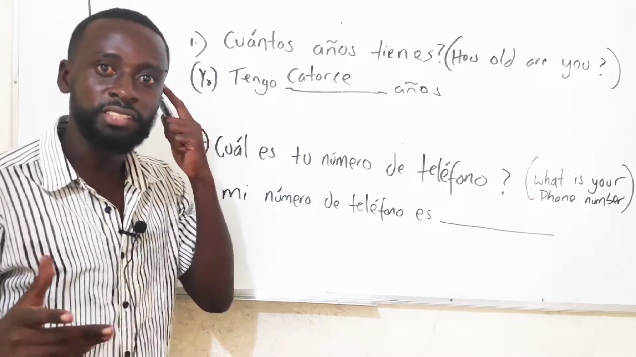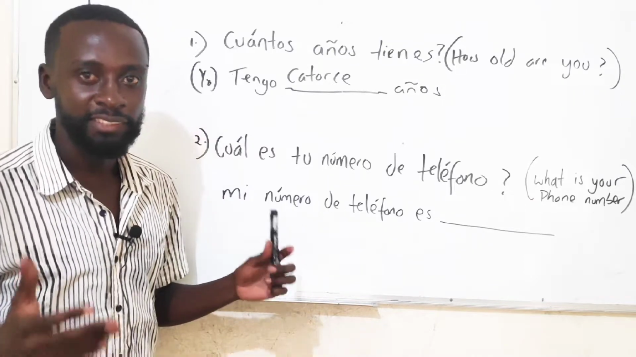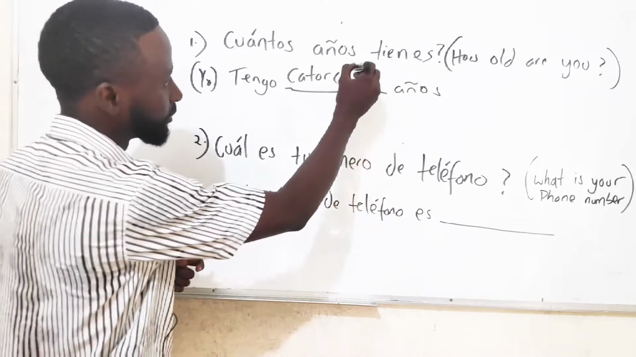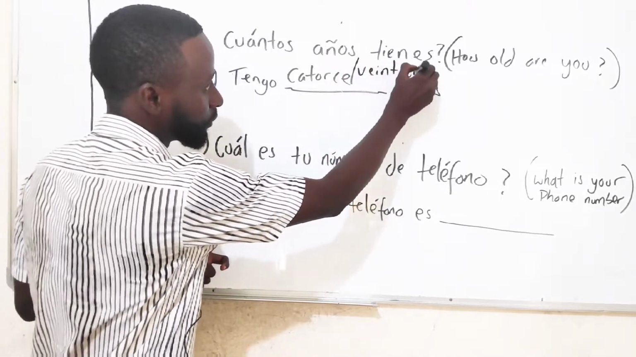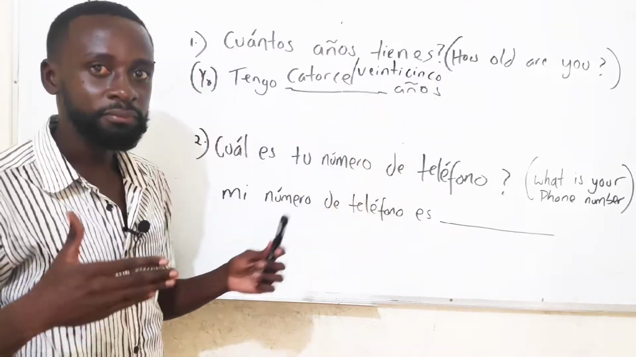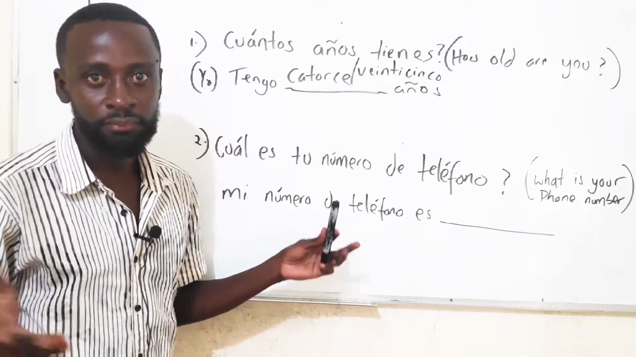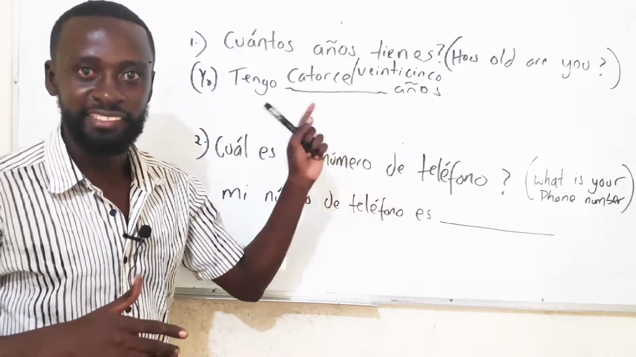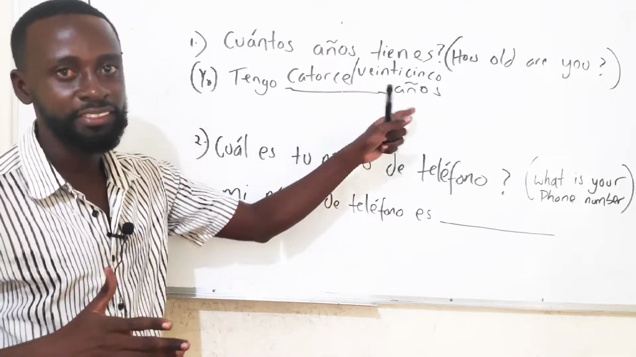What if you are 20, 25? How would you say it? What is 25 is 25. So you say 25 if you're 25. If you are maybe 62, you'll say, tengo 62 años. 62 años, years.